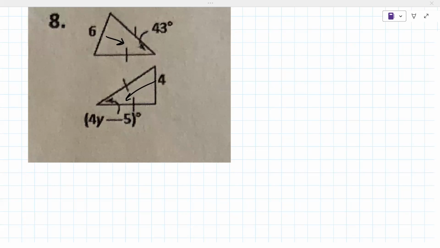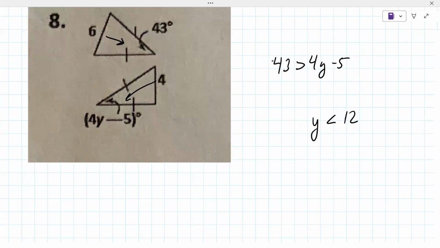How are you doing on this one? Pretty good. I've got 12 is greater than y. So it should be that 43 is greater than 4y minus 5, and then when you solve that, y will be less than 12. You said y greater than 12. Maybe you meant this, I'm not sure.